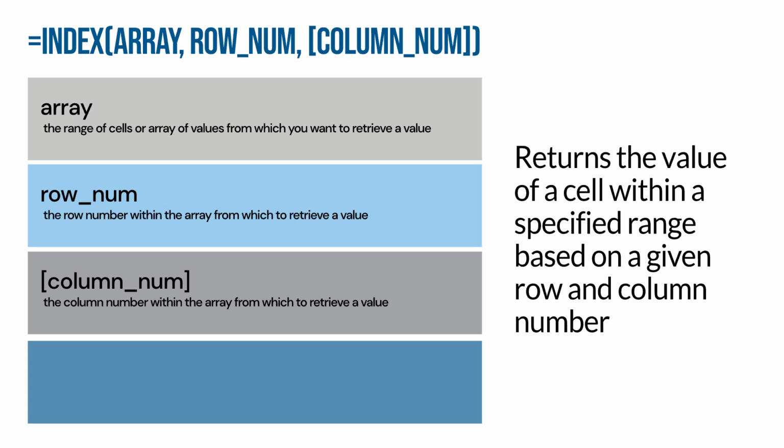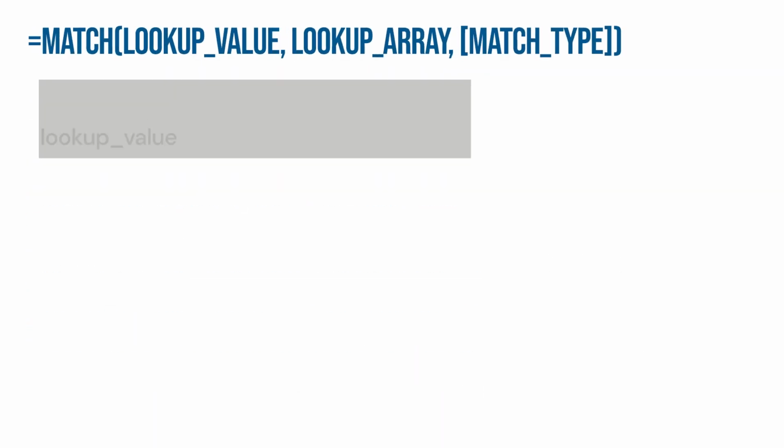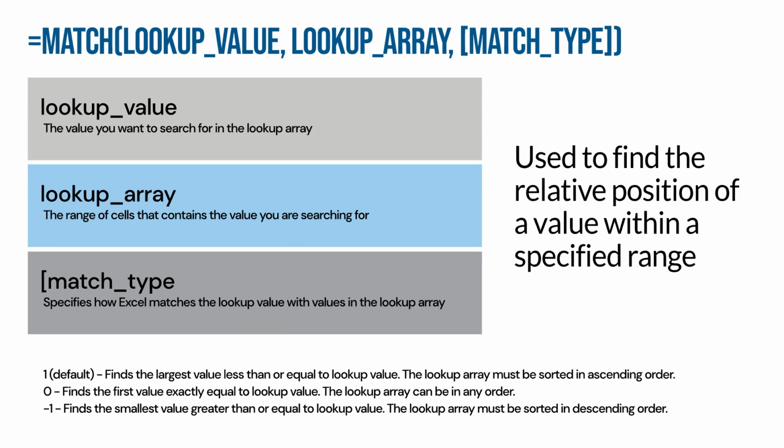If both row number and column number are provided, the function returns the value at the intersection of the specified row and column. The MATCH function in Excel is used to find the relative position of a value within a specified range. It is often used in conjunction with the INDEX function to perform advanced lookups.